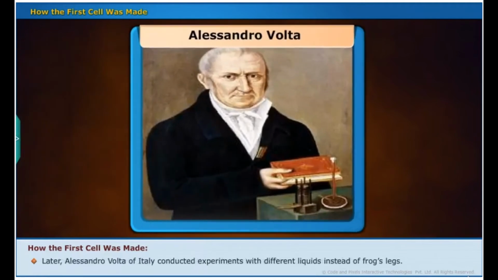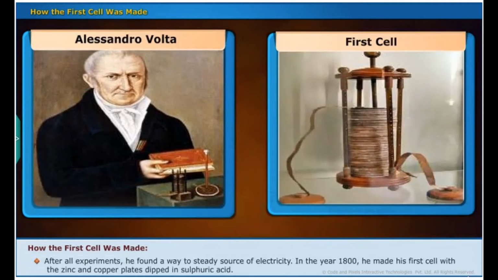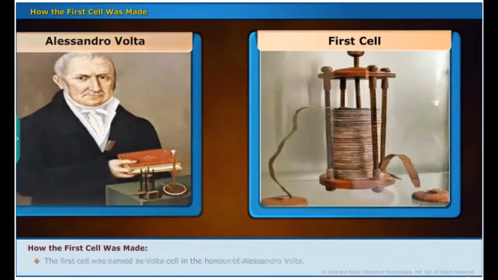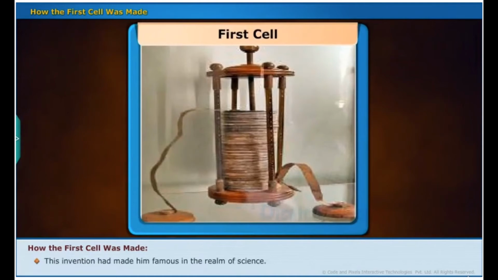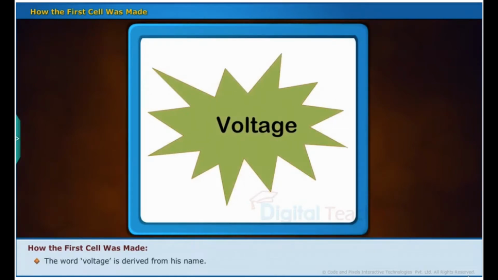Later, Alessandro Volta of Italy conducted experiments with different liquids instead of frogs' legs. After all experiments, he found a way to get a steady source of electricity. In the year 1800, he made his first cell with the zinc and copper plates dipped in sulfuric acid. The first cell was named as Volta cell in the honor of Alessandro Volta. This invention had made him famous in the realm of science. The word voltage is derived from his name.